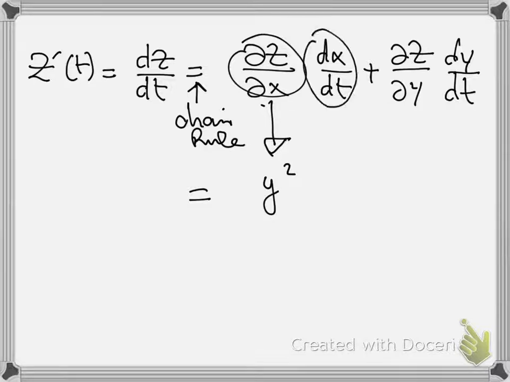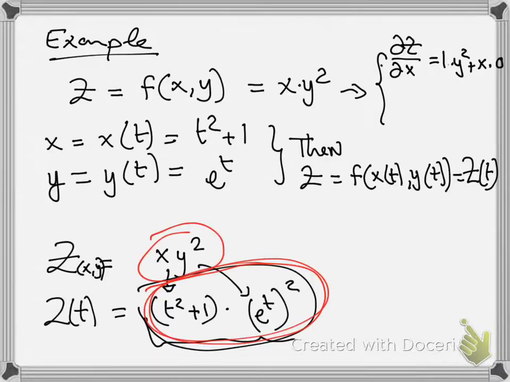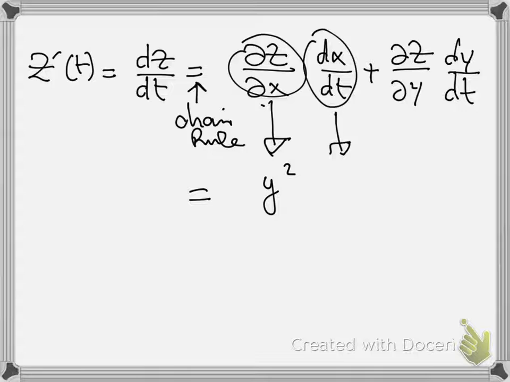Now, times dx dt. So what's the derivative of x with respect to t? X is t squared plus 1. So the derivative of x with respect to t is 2t. So here it's times 2t. Okay, plus, now what's partial z partial y?